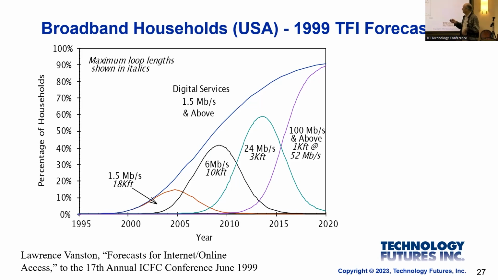So that's kind of the tutorial for how we use technology forecasting, particularly substitution analysis, in making forecasts. So what I'd like to do now is turn to where we are now and our current forecast going forward. I'll spend most of my time on broadband.